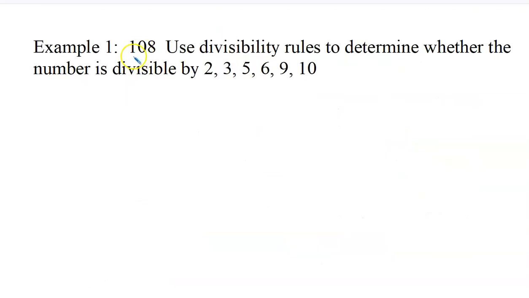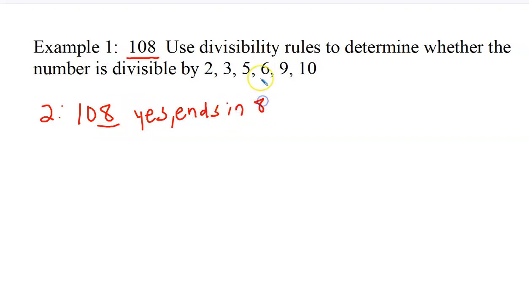Take the number 108. I'm going to ask you to use divisibility rules to determine if it's divisible by these other numbers. So I'm going to start with 2. And I just look at the 108 and I underline the ones digit and I go, yep, it matches because the ones digit is 2, 4, 6, or 8. There it is. So I'll say yes, ends in 8. Takes care of 2.